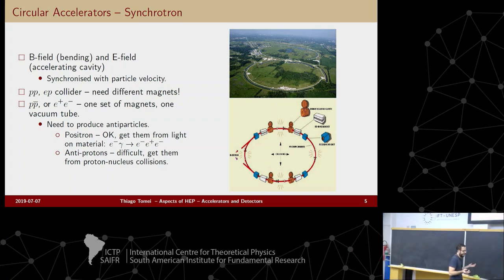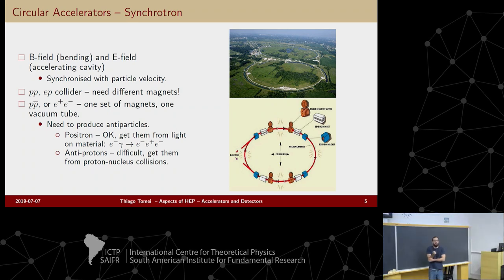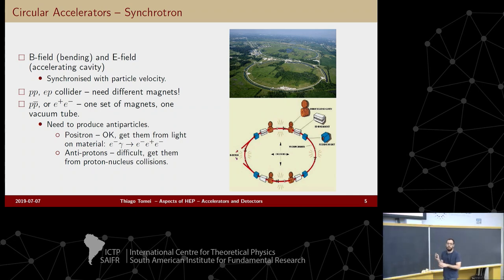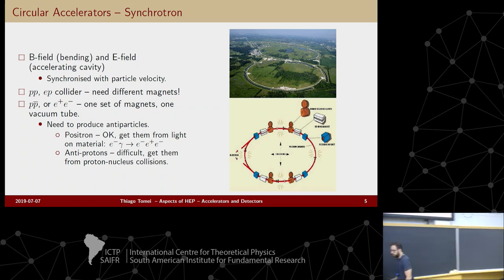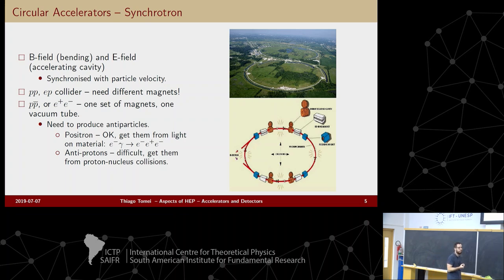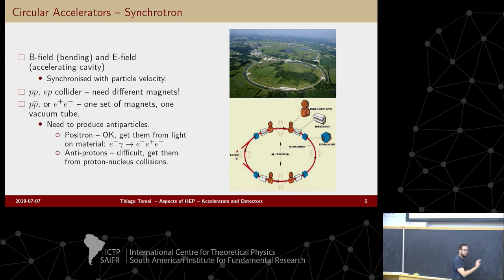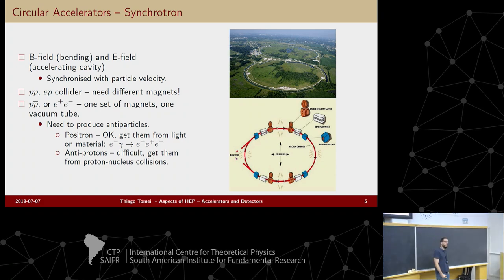As you may have noticed, antimatter is not exactly something which you just find lying over there. You have to produce it, and producing antimatter means you have to make some kind of reaction to get it. For positrons, it's easy, in the sense that you can get them, for instance, by shining some light, with a laser or something like that, on a material. Antiprotons, however, are more difficult, because you have to make a nuclear reaction, so you have to collide protons with nuclei and hope that it gives you antiprotons, and then you have to gather those antiprotons and eventually make a beam out of them. So it's more complicated.